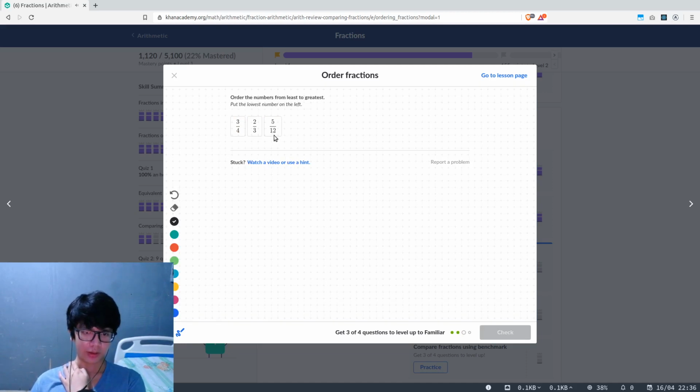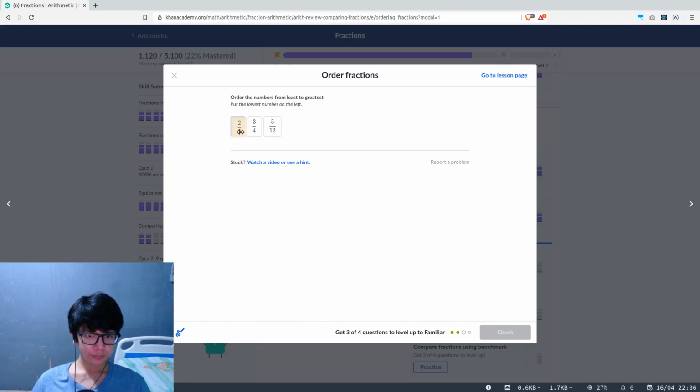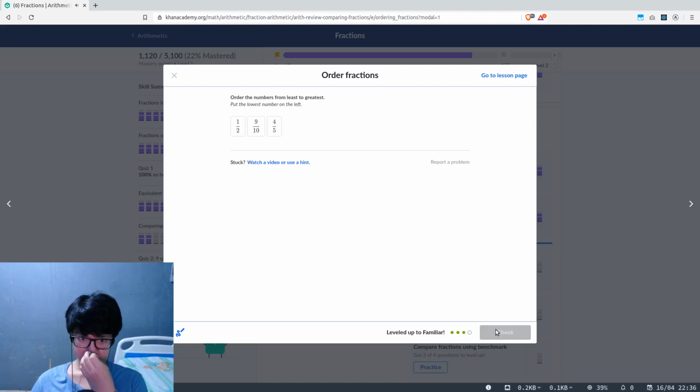Okay. Oh, I guess 12. So for that to become 12, we have to multiply by 4. Oh no, by 3, so we get 9. And this one, for it to get 12, we have 4, 4, 8. Okay, this is clearly a half. Oh shit, this one's hard. But I'm pretty sure this is correct.